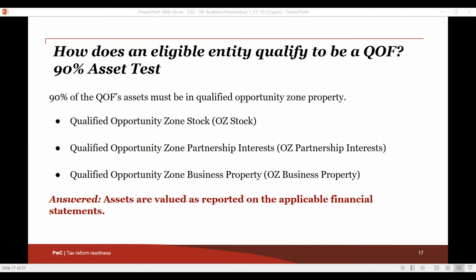Business property is defined as tangible property used in a trade or business. And when looking at the 90% test, we do know that the assets are valued as reported on the financial statements. It really is Treasury's goal for businesses to move into these areas. That is why the rules state that the stock or partnership interest and tangible property must be obtained after 12/31/17. They didn't want people to take advantage of the program with successful businesses that are already in the zones.